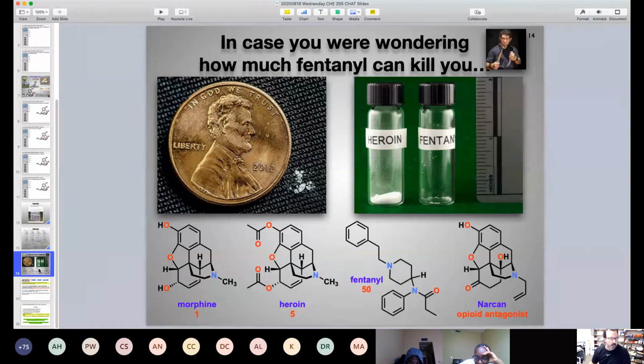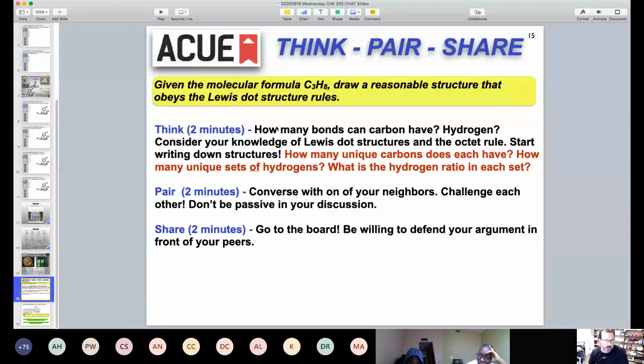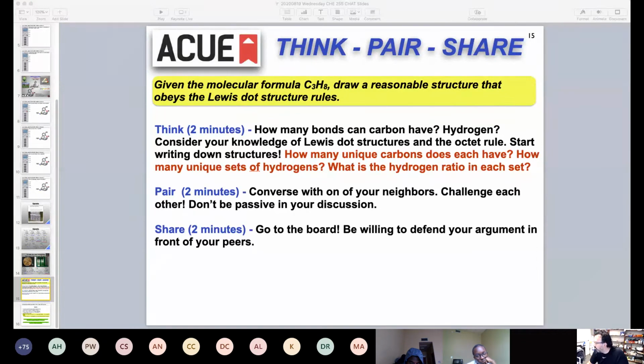So what I would like to do now is transition to another type of activity in the last couple minutes. This is called Think, Pair, Share. We would do this in class, you would get with a partner, but obviously you'll have to do it sort of alone. We'll use the chat function.